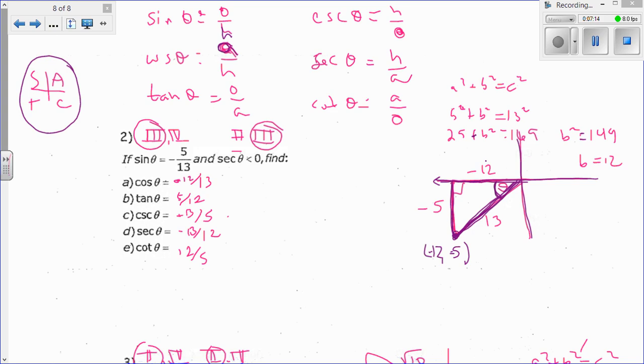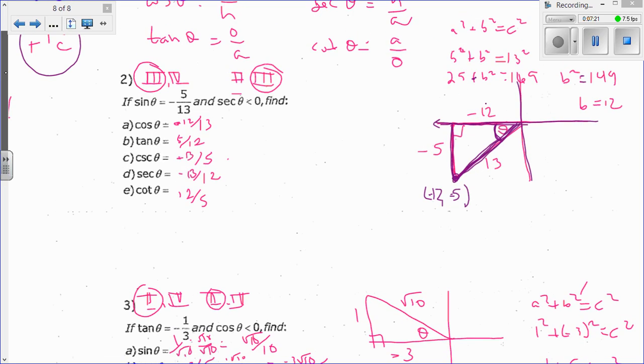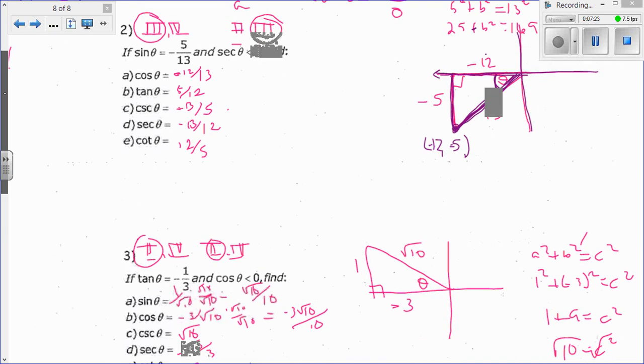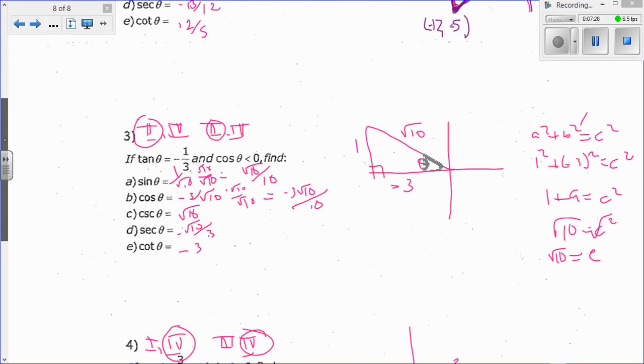A 5, 12, 13 triangle is one of our Pythagorean triples that we should know. So if you have a 5 and a 12 and a 13, you don't always have to use the Pythagorean theorem if you know the size of the triangle.